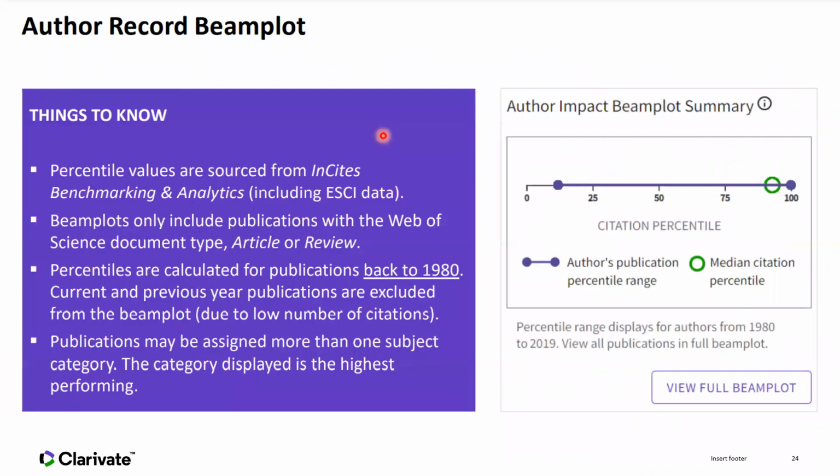All right, so just to note, the percentile values are sourced from Insights, including the Emerging Sources Citation Index, which is part of the citation indexes within the Web of Science Core Collection. They only include publications with the Web of Science document types articles and reviews, because we're working with normalized indicators and percentile rankings, and these are the types of documents being published globally. But percentiles are calculated for publications back to 1980. A publication may be assigned to more than one subject category, and the categories displayed are the highest performing.